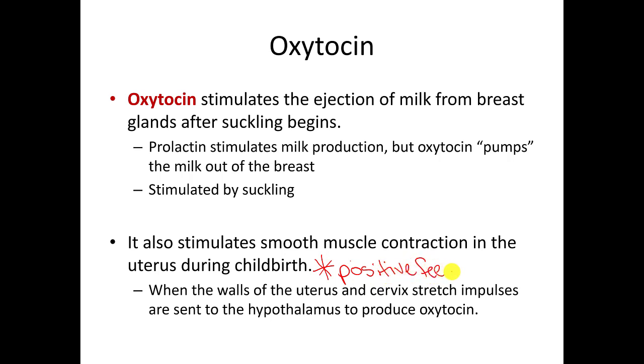And remember, we talked about positive feedback at the beginning of the semester and how this one is very different from negative feedback. With positive feedback, you keep going in the same direction as the initial change until there is an end. So with labor, your contractions get stronger and stronger and closer together until you deliver the baby.